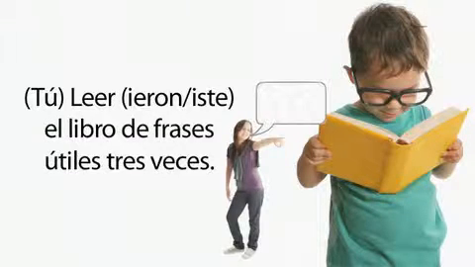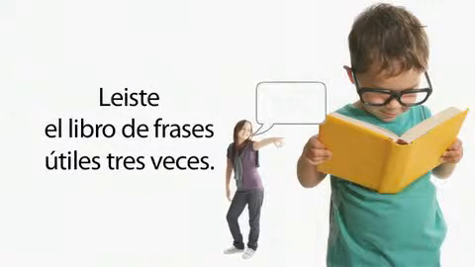How about a little practice with the ER and IR endings? Same deal as last time. I'll give you the picture, the infinitive, and 2 ending options. You just figure out the stem for the infinitive, put the correct ending on it, and say the whole sentence aloud. ¿Listo? Aquí el sujeto es tú y el infinitivo es leer. Las respuestas son ieron o iste. Leíste el libro de frases útiles 3 veces.